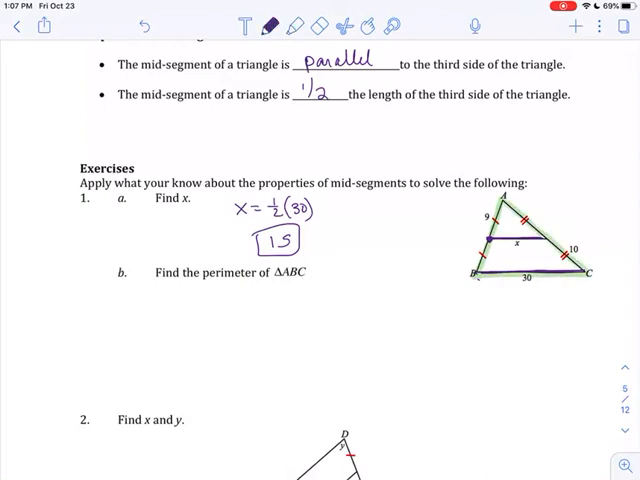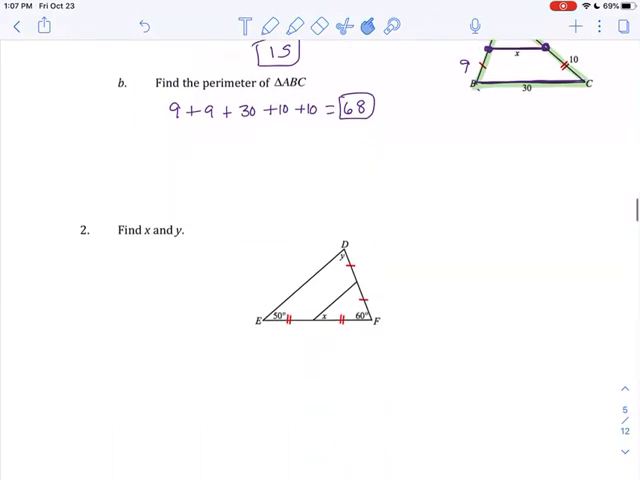Done. Now I want to find the perimeter of triangle ABC. So this whole triangle, I need to find the perimeter. The perimeter is the sum of all the sides. Well, remember on the left, this is a midpoint. So if the top half is 9, the bottom half is 9. And on the right, this is a midpoint. So if the bottom half is 10, the top half is 10. So to find that perimeter, I'm just going to add 9 plus 9 plus 30 plus 10 plus 10. Okay, and I can do that in my calculator, and that gives me 68.